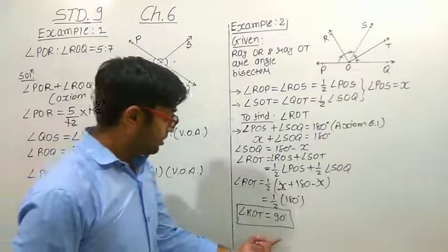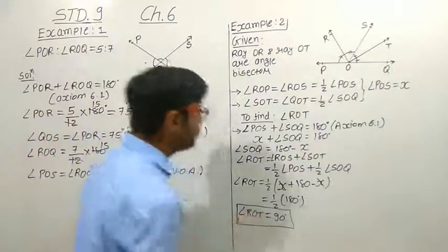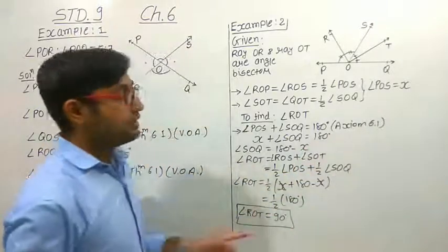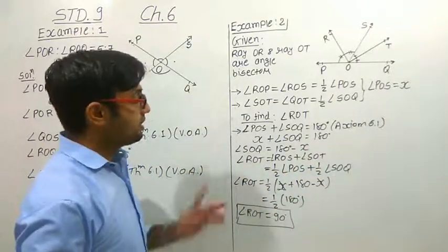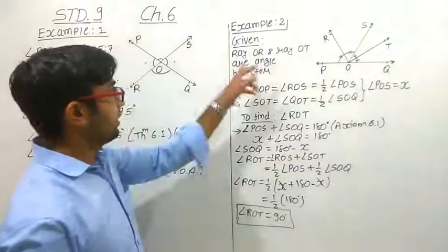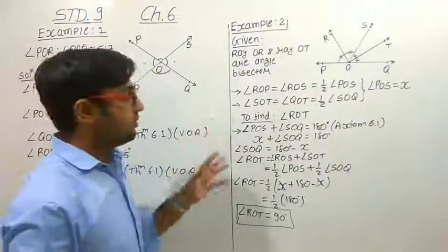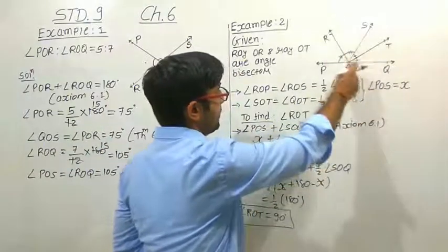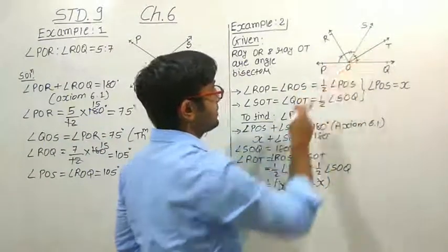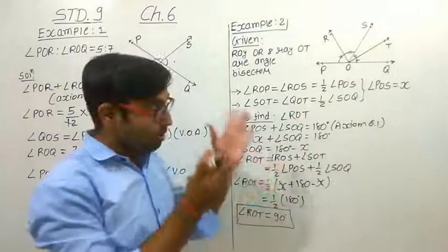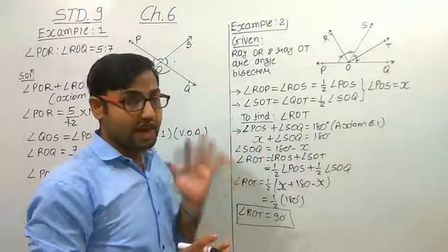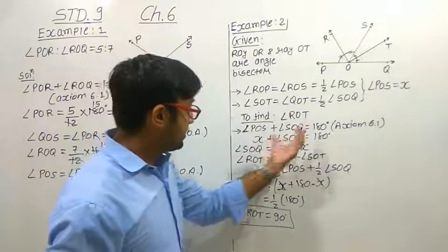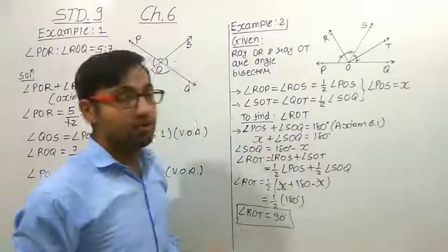Right? So you can see how we can use axiom 6.1 here to solve this example. But one thing that is new to you is the bisector. It is very simple. I have already said that if we consider RO as a bisector of angle POS, then it will divide the total angle into two equal parts. You have to keep that in mind. And using these simple formulas, we can find the answer.